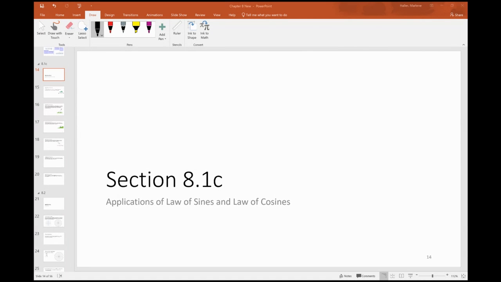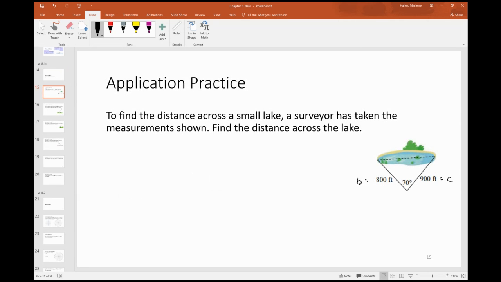Hey there. This is a lecture for section 8.1, applications of the law of sines and the law of cosines. We're just going to walk through several situations that involve non-right triangles, and some of them have right triangles as well. But most of these, I think all of these, will require either the use of the law of sines or the law of cosines to solve.